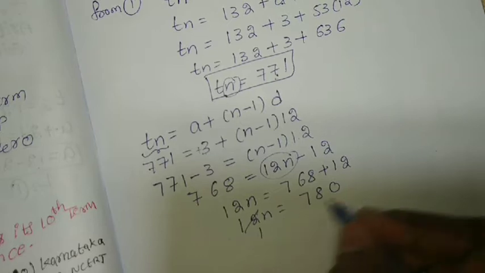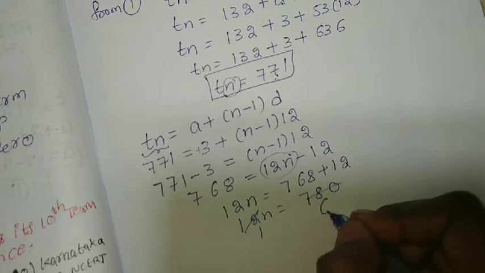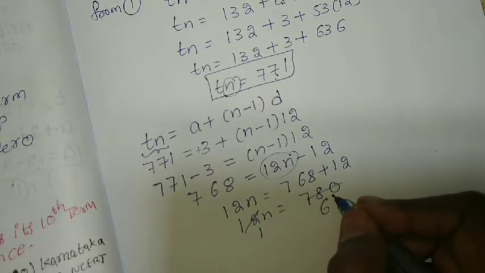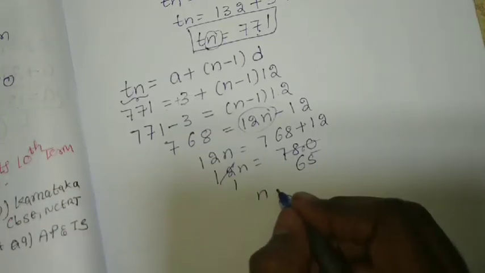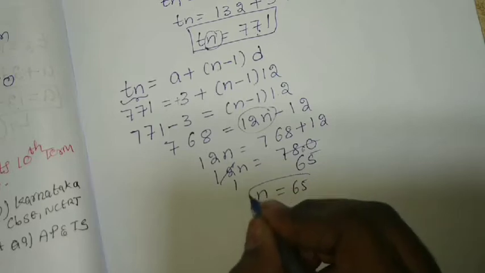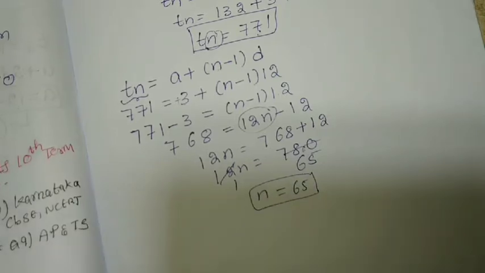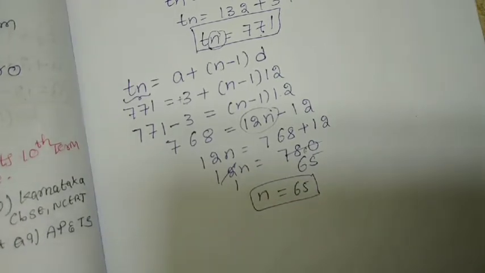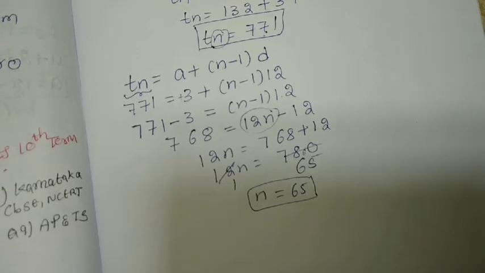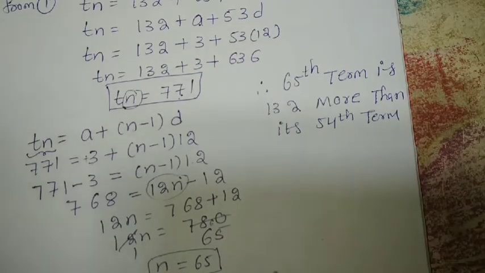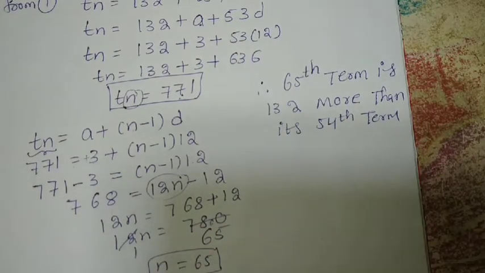So cancel. 12 ones are 12, 12 sixes are, and here 6 remaining we have. So 12 fives are 60. What is n here? n is equal to 65. What can you write here? Conclusion. Therefore, the 65th term is 132 more than its 54th term. Please write that conclusion. Okay. Please pause the video to note down all.